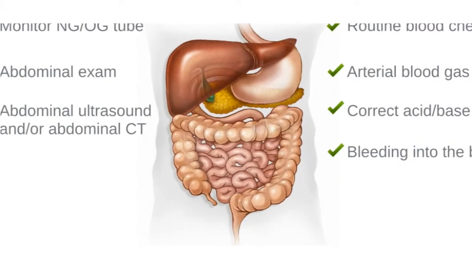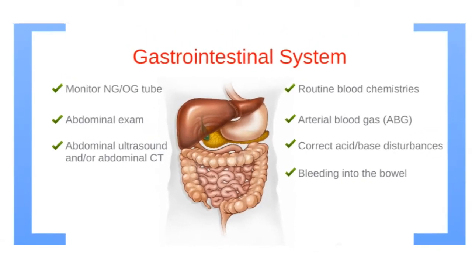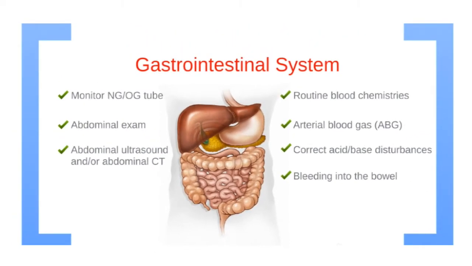Here are the proper steps for post-resuscitation in the gastrointestinal system. Monitor NG/OG tube for patency and residuals and perform a thorough abdominal exam. Consider an abdominal ultrasound and/or an abdominal CT. Monitor routine blood chemistries, ABG, acid-base disturbances, and check often for bleeding in the bowel.